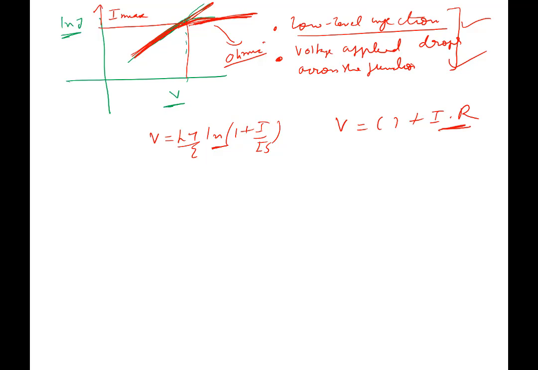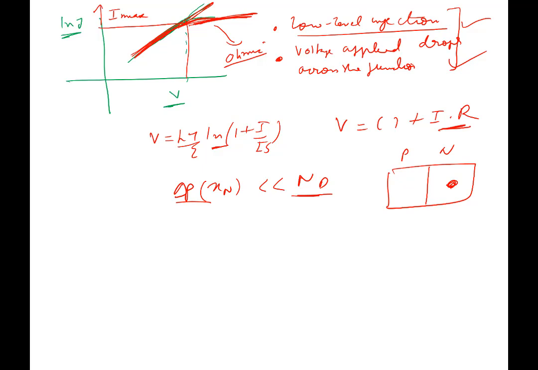And the low-level injection approximation is very easy, right? The low-level injection approximation, if you recall, was that the injected carriers, if I look at delta p at x_n in the N-type region, should be much, much less than the doping. If you are looking at the PN junction here, low-level injection means carriers injected into this N region should be much, much smaller than the doping. Or the other way is delta n at minus x_p should be much, much less than Na.